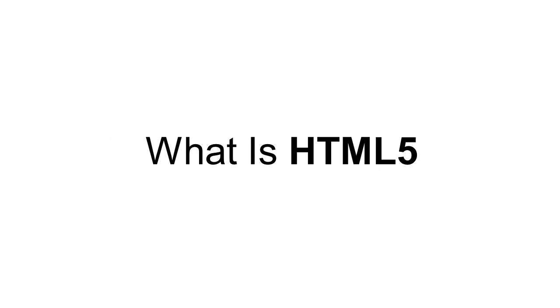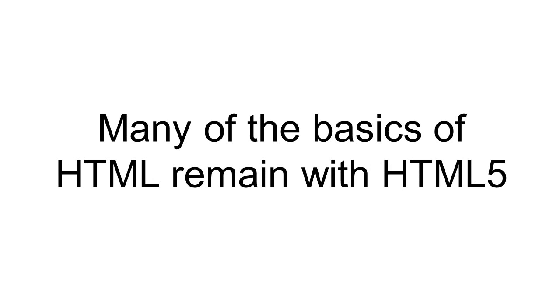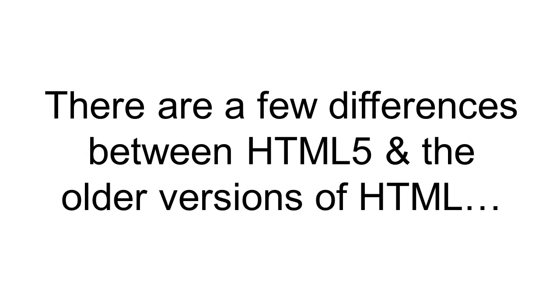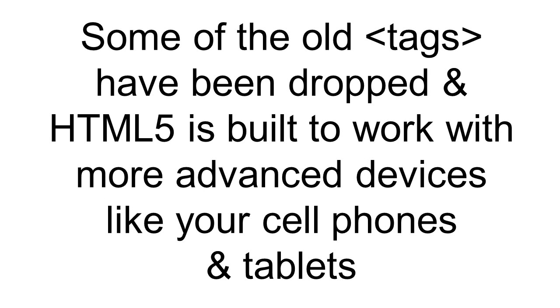So what is HTML5? Well, HTML5 is the newest version of HTML, and it has many improvements over its prior versions. Many of the basics of HTML remain with HTML5, but there are a few differences between HTML5 and the older versions of HTML. For example, the code is cleaner and, for the most part, easier for today's browsers to read and interpret. Some of the old tags have been dropped, and the newer code is built to more easily work with the new, more advanced devices like your cell phones and tablets, and heck, even your refrigerator.